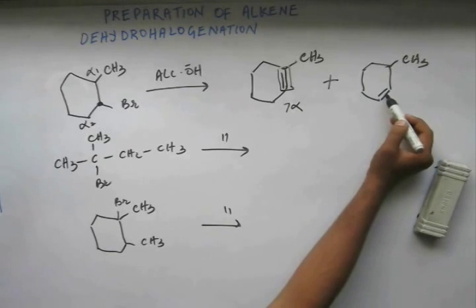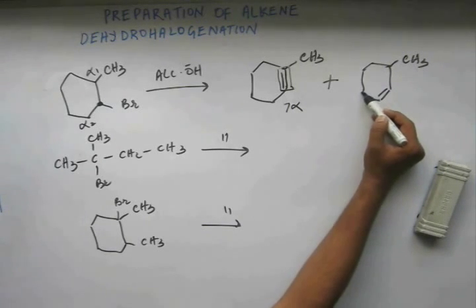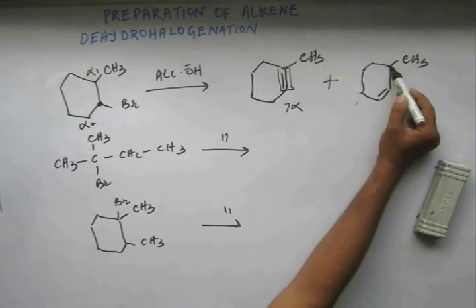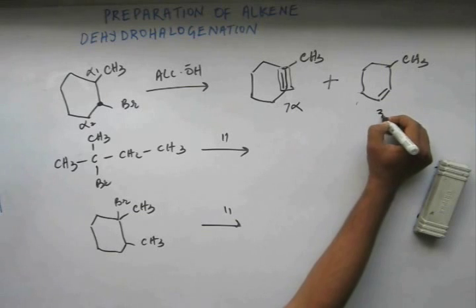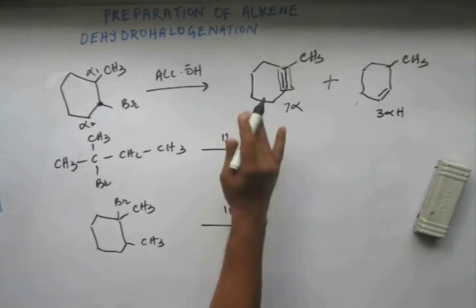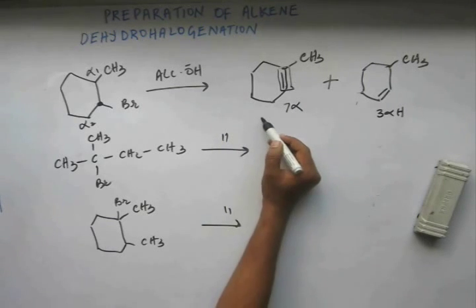Similarly, if you count here on this side, this is the alpha carbon, it has 2 hydrogen, and this is the alpha carbon which has only 1 hydrogen. So this has only 3 alpha hydrogen. So this alkene is supposed to be much more stable. So this will be the major product, right?